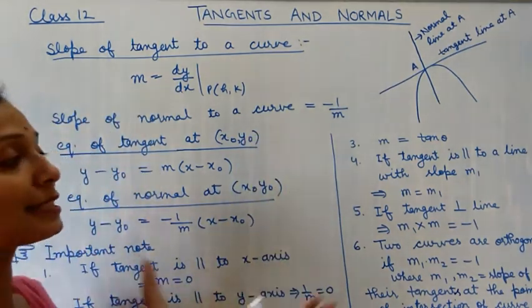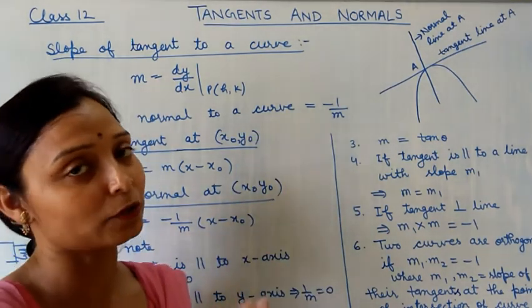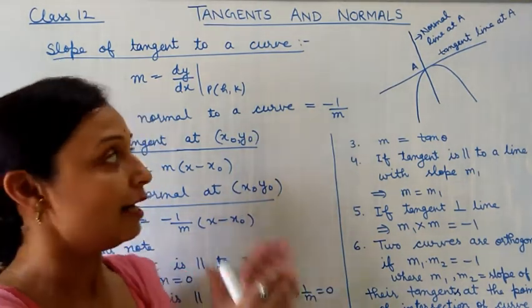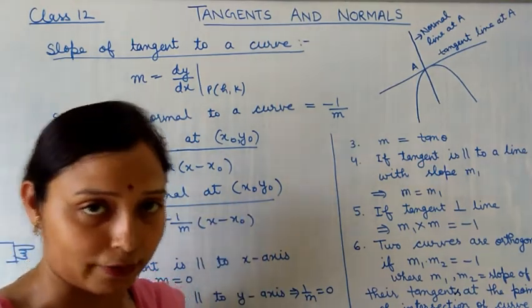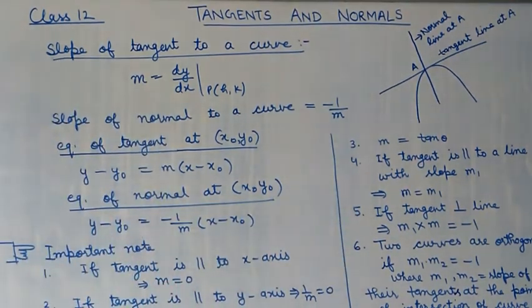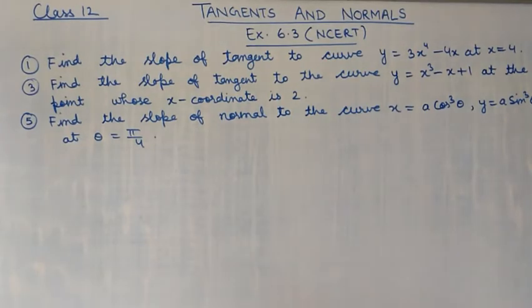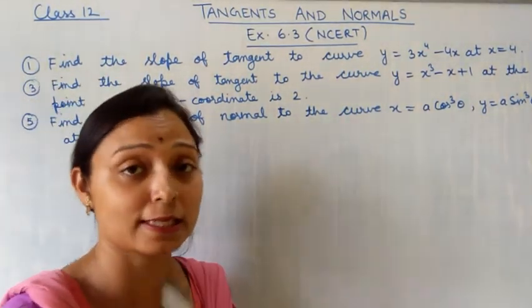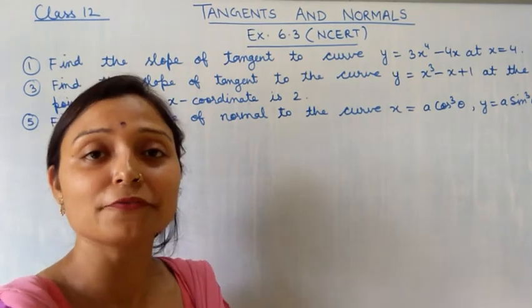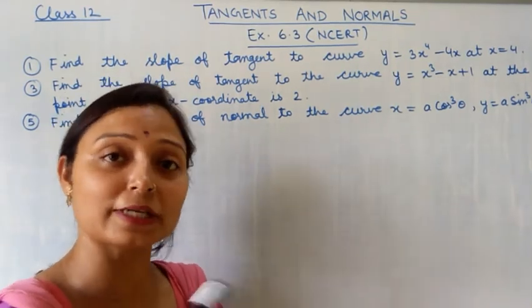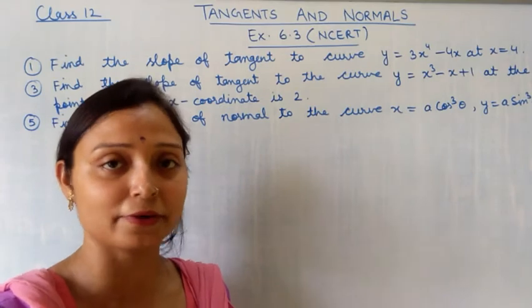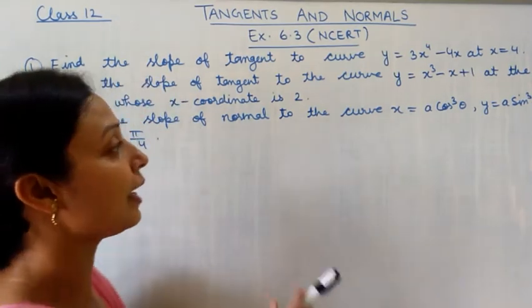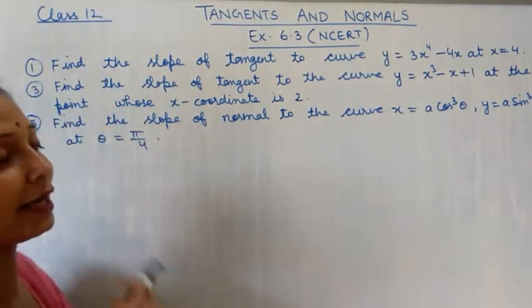Okay, so these are the basic concepts and important points. Now let's start the exercise that is based on tangent and normal. We have exercise 6.3, in which I have written down some questions, but there is not any fun in doing the same type of question. I will take the questions whose statements are different from one another. So that's why I have taken question number 1, 3 and 5.